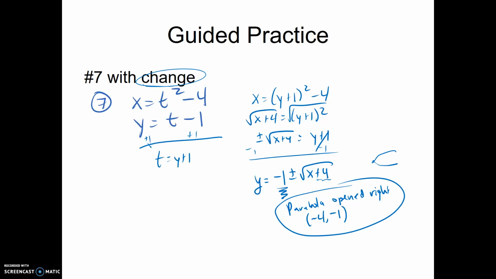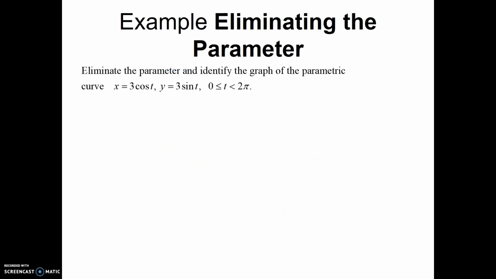Okay, so now that we've practiced that, we're going to look at one more in this part of the lesson. And that is, what if you get something that looks like this? Eliminating the parameter, same directions as the last one, except when we look at it, we see x equals 3 cosine t, y equals 3 sine t. The strategy I've been using so far, where I choose one to solve for t, isn't going to work as well. This is where it gets a little more complex, and so we have to actually think about what else we know.